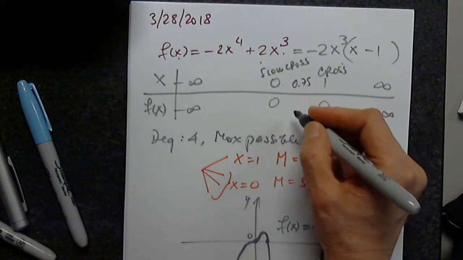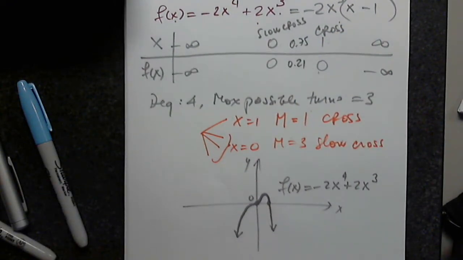And how high is that maximum? 0.21. The reason I adjusted the viewing window is because I want to make sure that I didn't make a mistake. I wanted to see this slow cross. I wanted to see the height, the maximum, the turn, and a regular cross at 1, 0. Any questions? Is this better? Yes. Very good. Is there anything else?